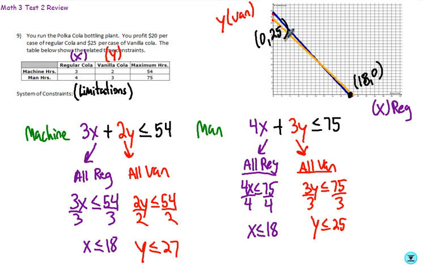Now I've got a third possibility, which is maybe I make a little bit of both. And where do these two lines cross? That represents where I could make a little bit of both. Now my graph is really tiny and hard to read. I'm not sure actually where those two lines cross.